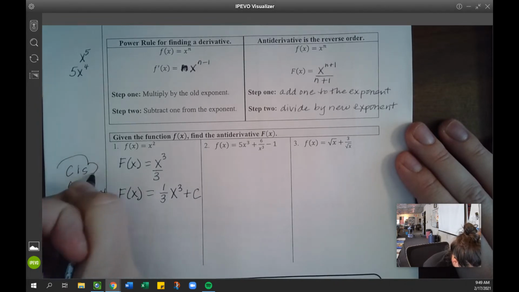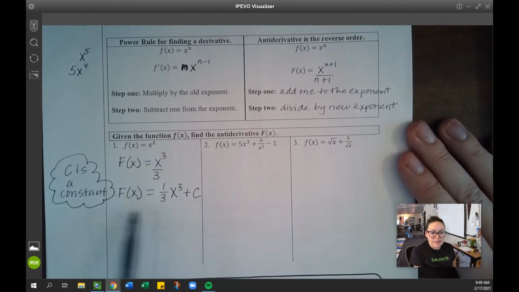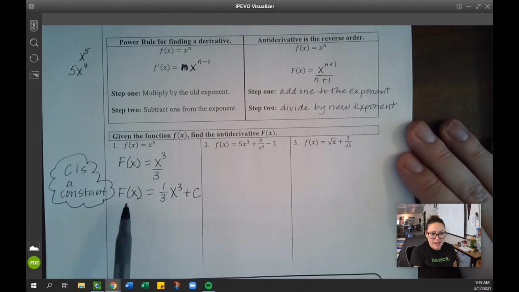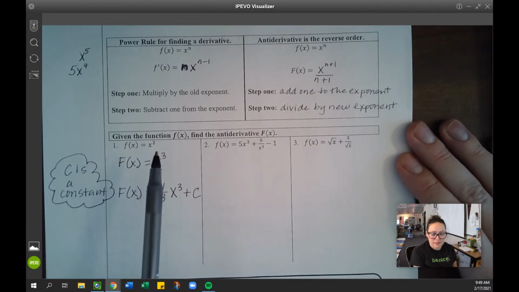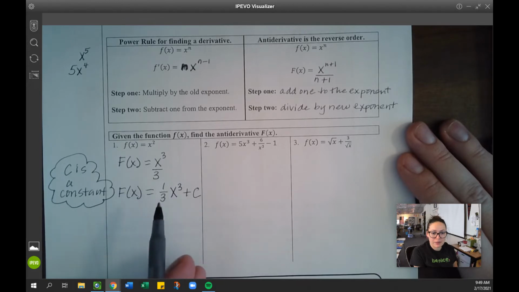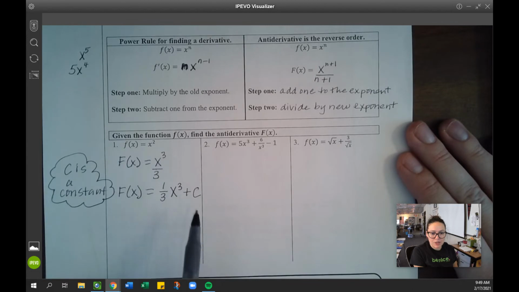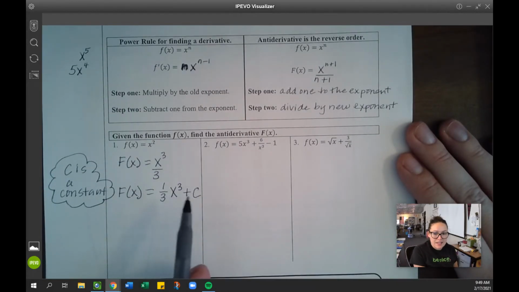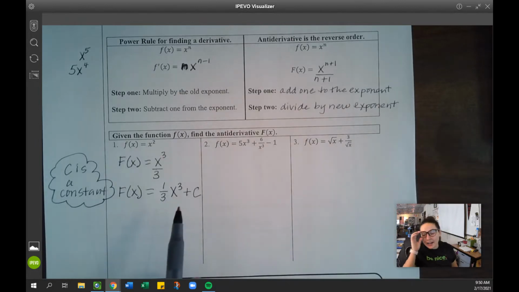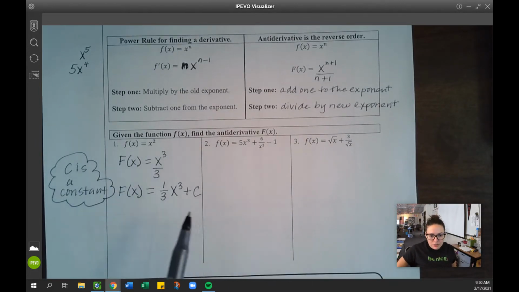Now, I know we haven't really talked about this at all, but one thing to think about is if I took the derivative of big F of x, I should get little f of x. So let's think about it. If I multiply by 3 and then decrease the exponent by 1, I will in fact end up with x squared. The reason why we put a constant on the end is because I could have any number added to the end of this function and x squared would still be its derivative, right?